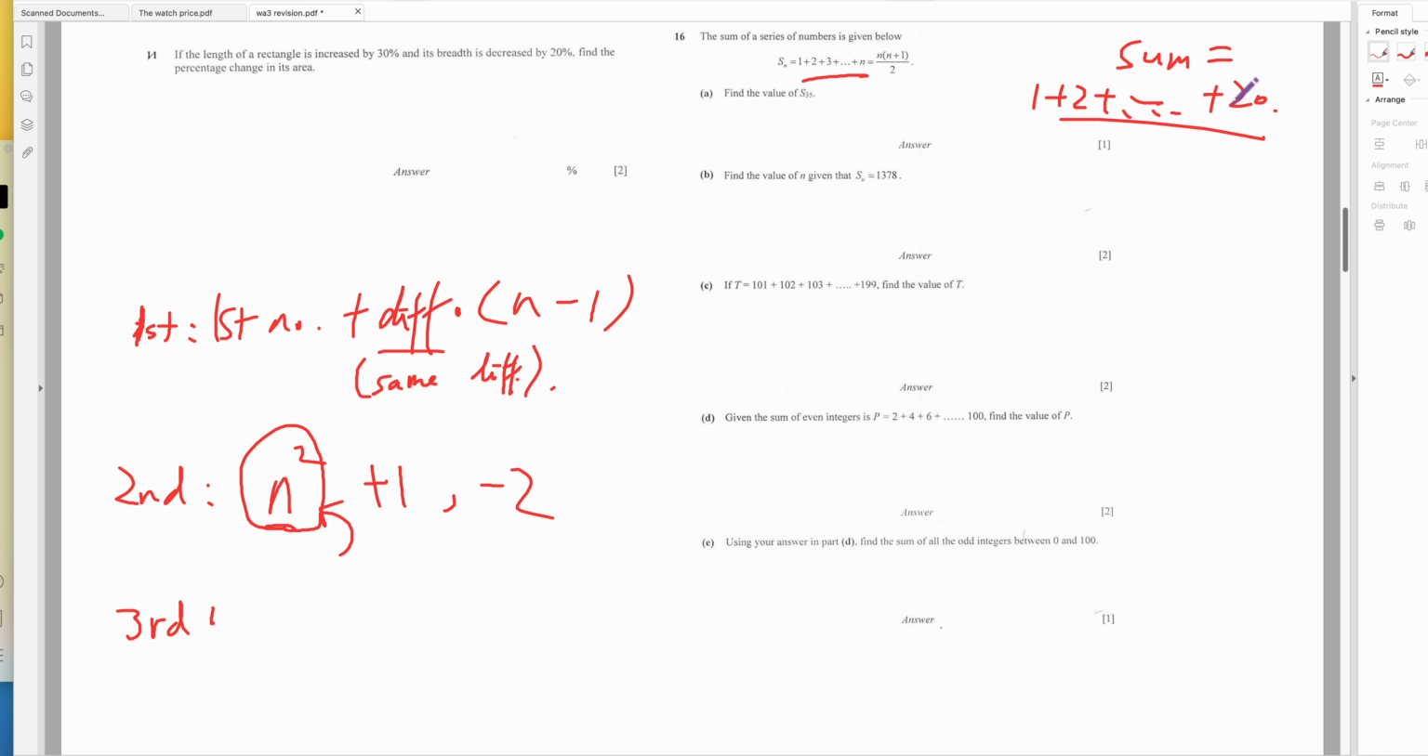How do you get the 2 from? Wait, let me think through it. Actually, the formula is here. Can you write down the formula, n bracket n plus 1 over 2? n plus 1, right? Yep. n times bracket n plus 1 over 2.